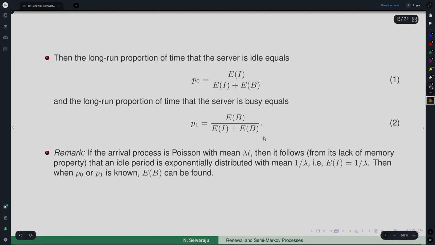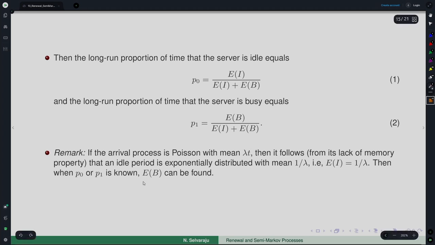We have already used this when we talked about the busy period analysis, when we considered the birth-death queuing models. We showed that whatever mean you obtain from the distribution, you can also obtain through a different argument, but this is what one can see. Now, if the arrival process is Poisson with mean lambda t, then it follows that an idle period is exponentially distributed with mean 1 by lambda.